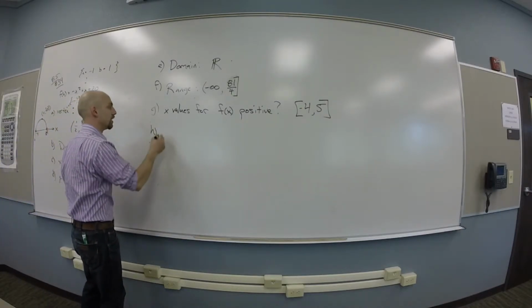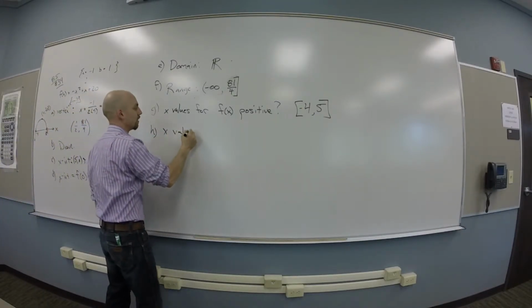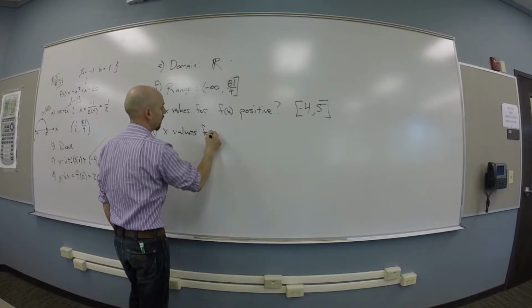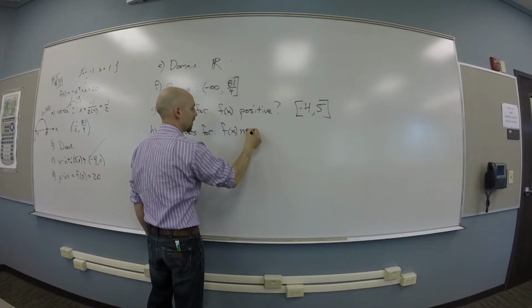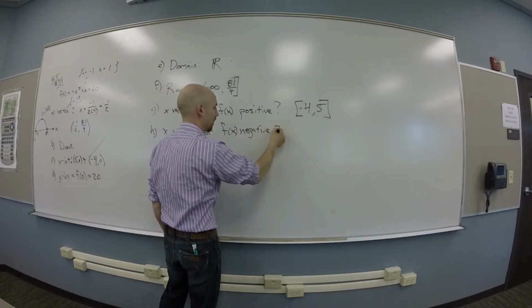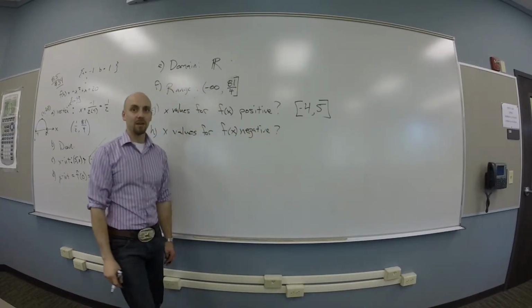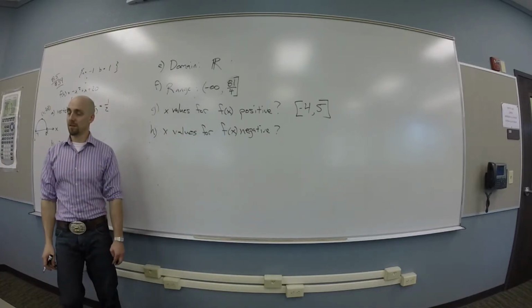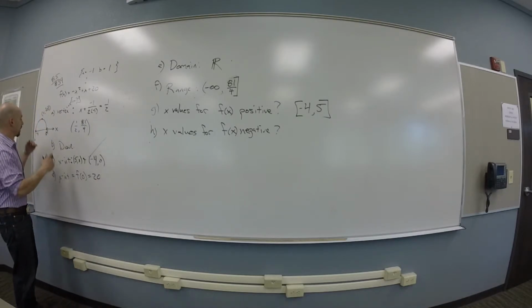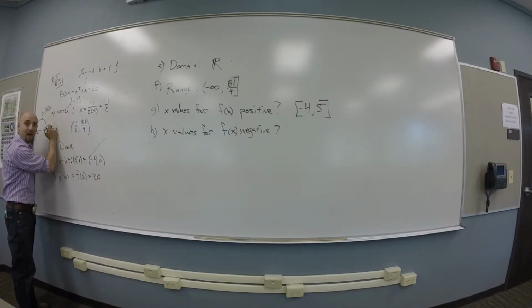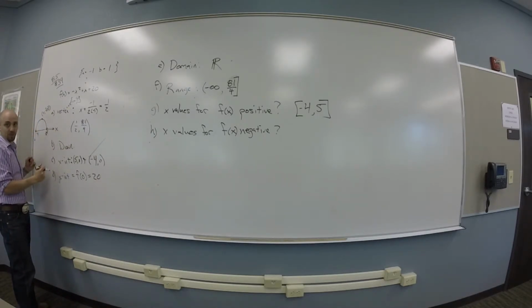Okay, so now the x values for which f of x is negative. What should that be? Everything below 0, or everything at 0 and below? Yeah, so I'm looking for everything that gives me an output below the x-axis, right? Everything up to negative 4 and everything after 5.